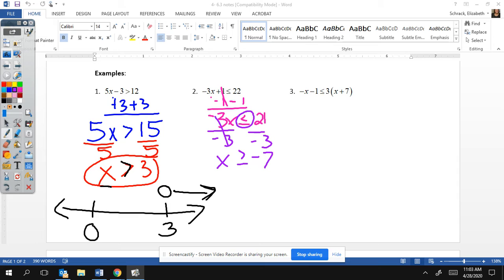3 is -7. So we've gotten our variable by itself, and now it's time to graph this on a number line. So -7 is smaller than 0. At -7, since the inequality is greater than or equal to, it's going to be a closed circle. And since the variable is on the left, our arrow on our number line can match the inequality symbol.